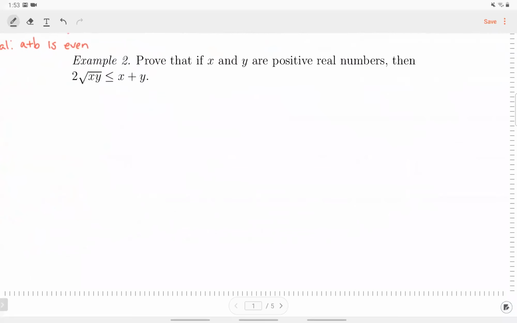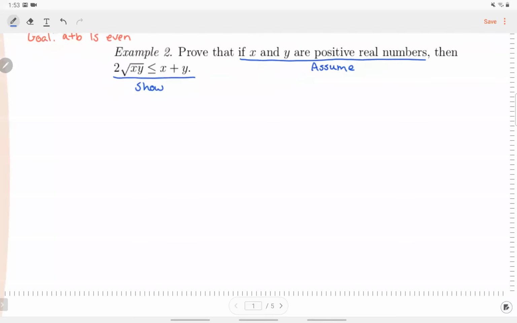All right. Prove that if x and y are positive real numbers, then that crazy inequality holds. So this one already split off my hypothesis and conclusion. If x and y are positive real numbers, that's what I'm going to assume. Then this crazy inequality, that's what I need to show. So scratch work time.